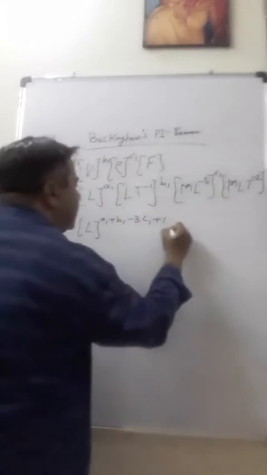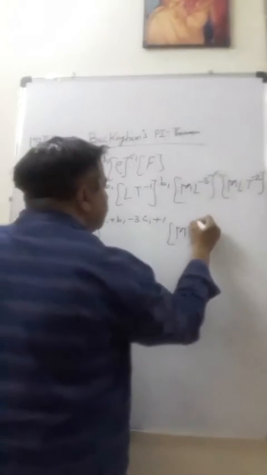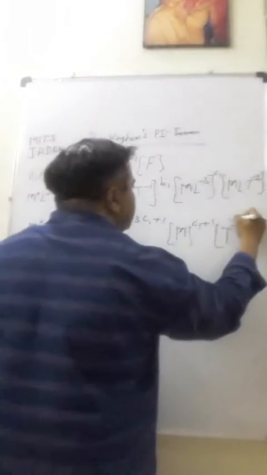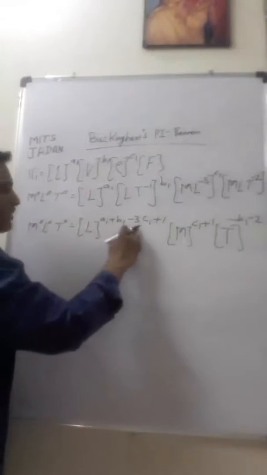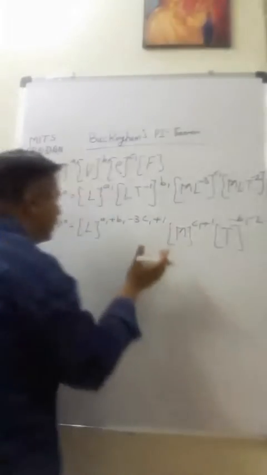Now the next term is mass, m to the power of C1 plus 1, and then time, t to the power of minus B1 minus 2. So we have on the left hand side M0, L0, T0, on the right hand side L to the power of A1 plus B1 minus 3C1 plus 1, m to the power of C1 plus 1, t to the power of minus B1 minus 2. Now we will compare the power of length, mass and time from left hand side and right hand side. Let us compare. First we compare the t.